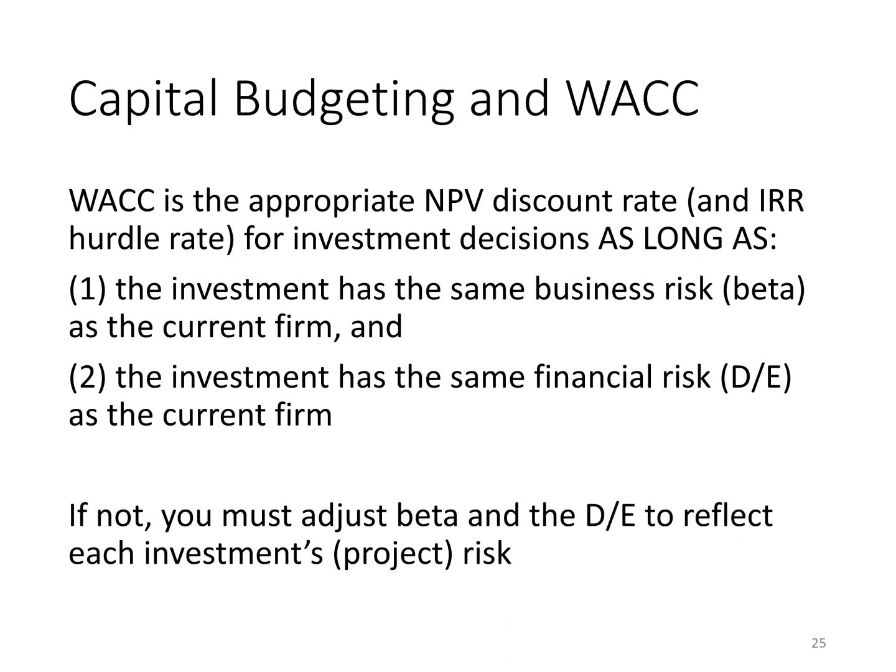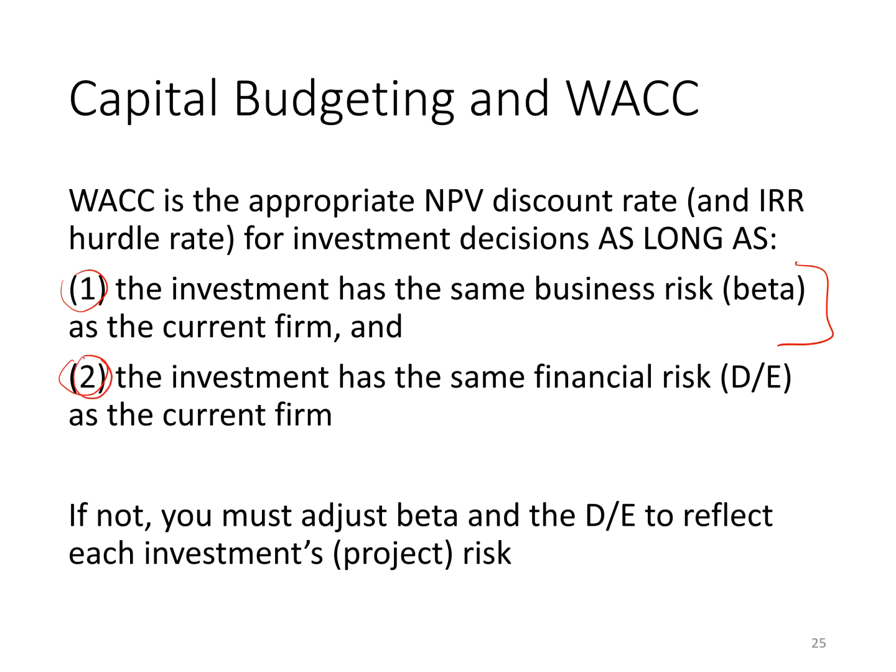Now WACC is the appropriate NPV discount rate and IRR hurdle rate for investment decisions as long as these two criteria fit. One, as long as the investment has the same business risk as the current firm. What that generally means is it's in the same industry. So the idea of, say, Walmart just opening up another store would be an investment which you would think would have the same business risk as the existing firm.